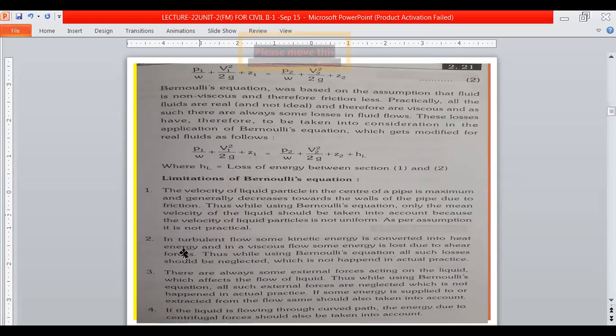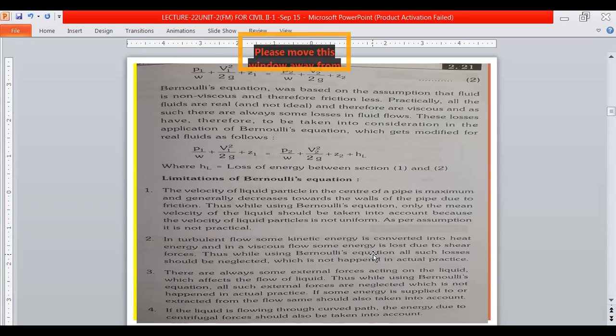So when turbulent flow occurs, shear happens between the pipe boundaries and the water. When the shearing action happens, there is a loss in the energy. Thus, while using Bernoulli's equation, all such losses should be neglected, right? Which does not happen in actual practice. So since they do not happen practically, it should be neglected.